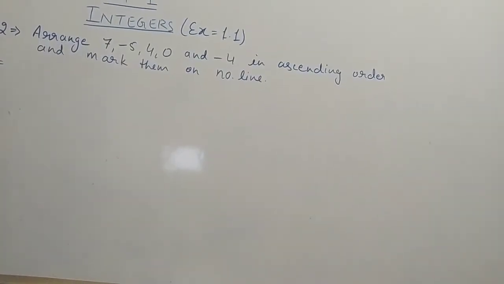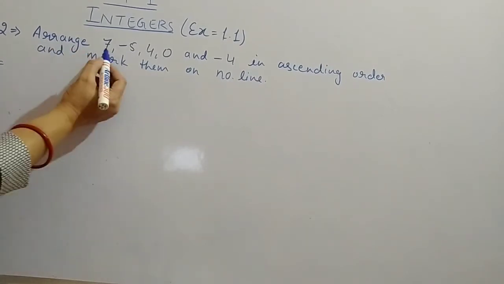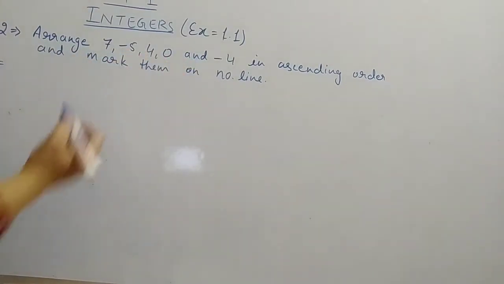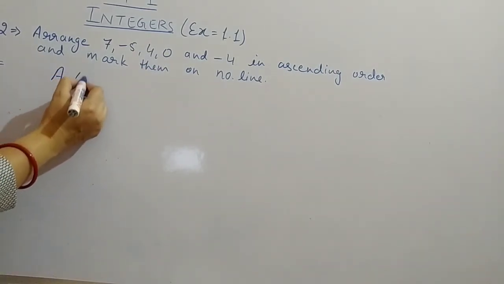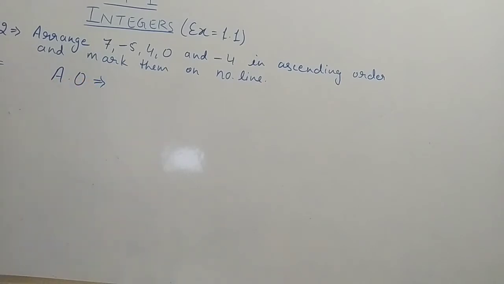Next, question number 2. Arrange 7, minus 5, 4, 0 and minus 4 in ascending order and mark them on number line to check your answer. So we have 7, minus 5, 4, 0 and minus 4. We have to arrange these in ascending order. So ascending order means from small to big number.